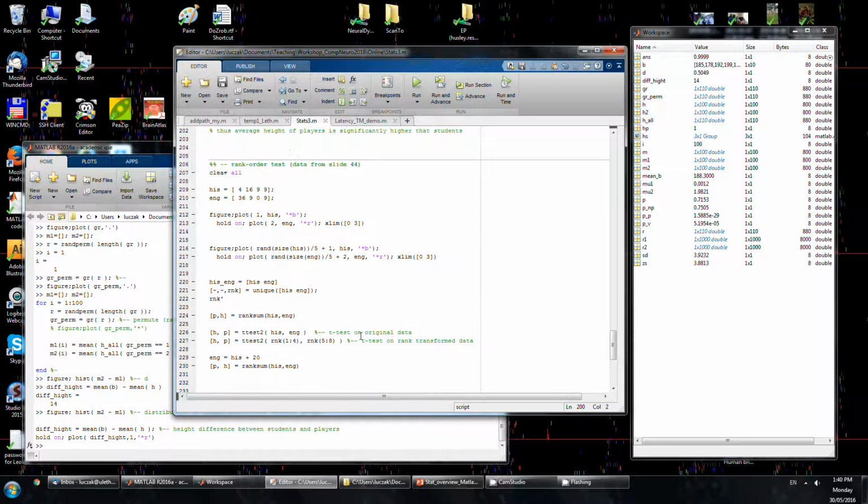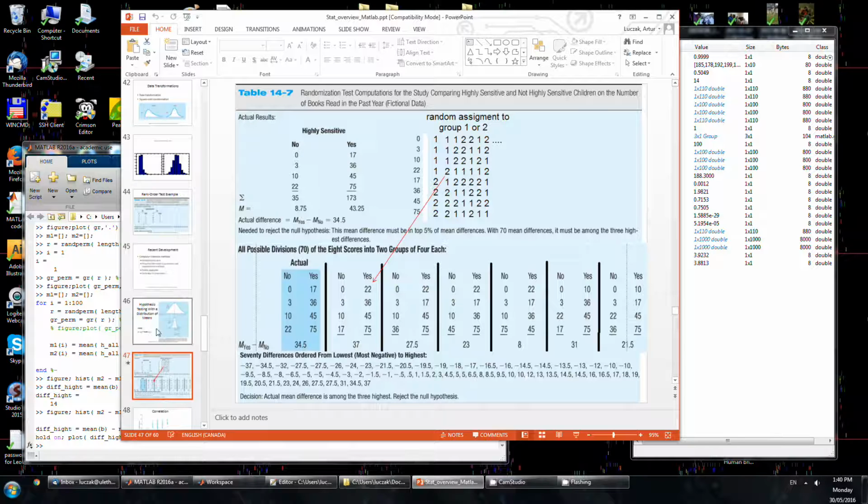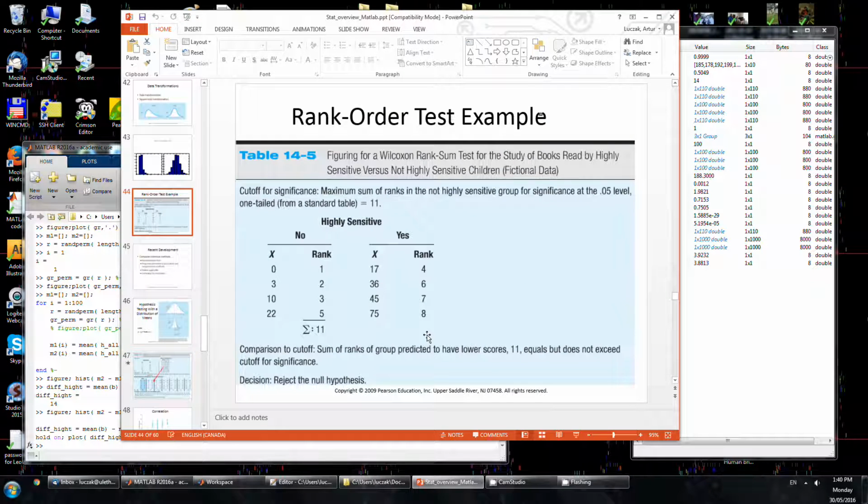Another test we were also mentioning during our previous lecture was the rank order test. Here, instead of using actual values, we rank order those values and look if there is a statistical difference between ranks. What is good about this test is that, again, it does not need to assume a Gaussian normal distribution of data.